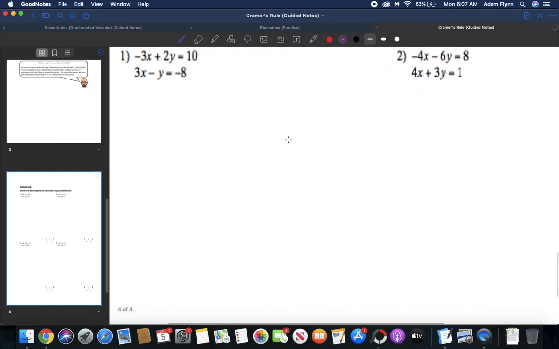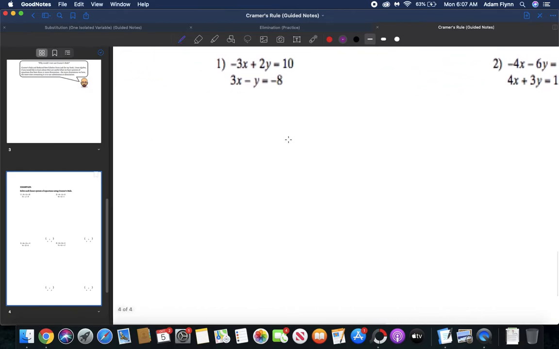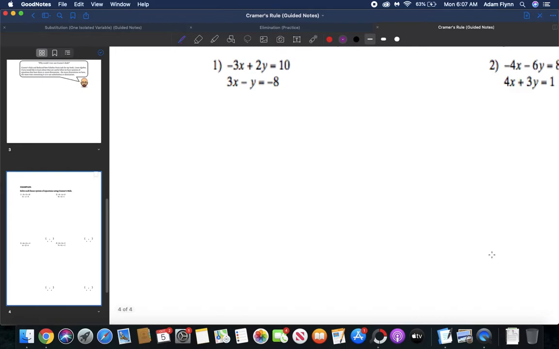I'm going to zoom in a little bit. So this is how I like to do these problems. Okay, not that my way is better than anyone else's way, but I like to stay very organized throughout because there's a lot of numbers, there's a lot of even letters that could confuse us. So first thing I'm going to do is I'm going to label each slot in my system of equations. So I've got negative 3x plus 2y equals 10 and 3x minus y equals negative 8.